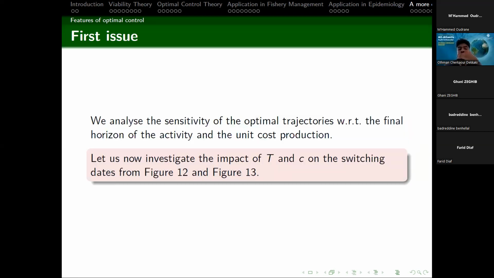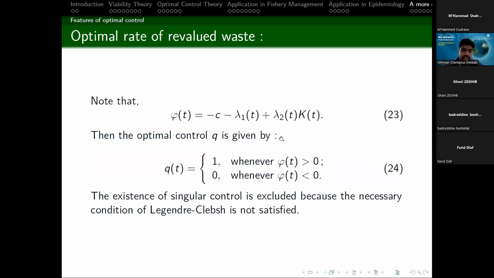So the first issue is understanding the impact of the horizon time, meaning the contract time T, and the cost C. Anyone can ask why we are going to study the sensitivity with respect to T and C. And I'm going to take you to this function phi.